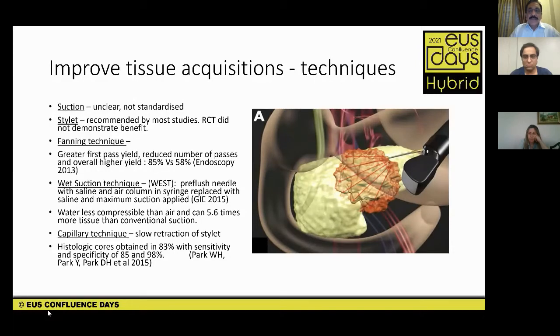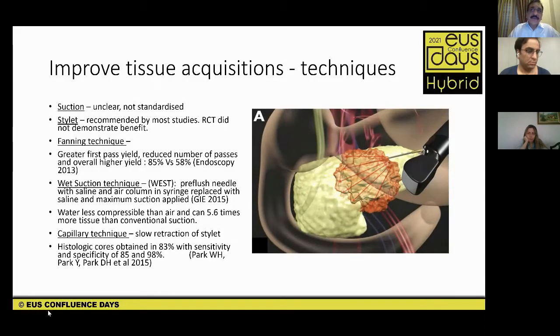It showed that once you use a fanning technique, where the needle is passed from one end to another, making a to and fro movement, there is a significantly greater first pass yield, thereby reducing the number of passes and giving overall higher yield, 85 versus 58%. This has now been used universally by the majority of sonographers when looking at pancreatic masses. There are certain other techniques. Instead of dry air suction, should we use wet suction, called the wet technique, where we pre-flush the needle with saline, believing that water is less compressible as compared to air and hence applies a more negative suction and can give more tissue? However, this has not been universally accepted, and very few people are currently using a wet suction technique.